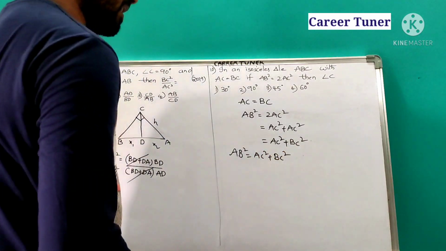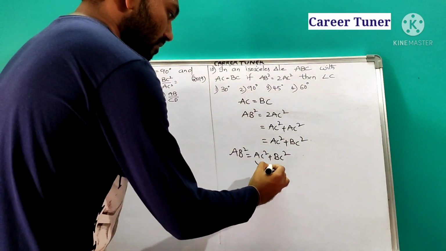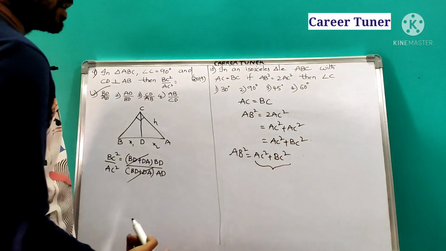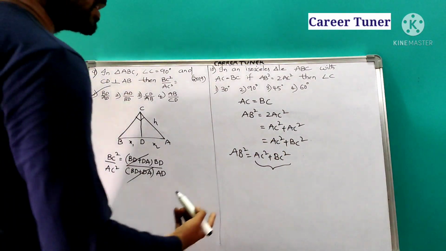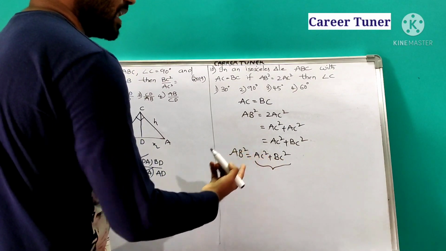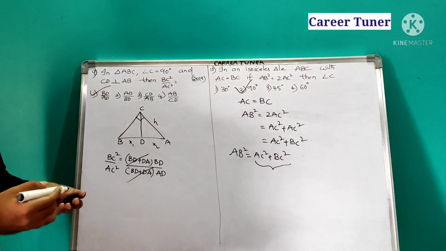So what does it look like? Pythagoras theorem. So therefore, among these two, AC square and BC square, how to identify the right angle which is repeated common? C is repeated common. So C will have 90 degrees. Therefore angle C will be 90 degrees. That's it.